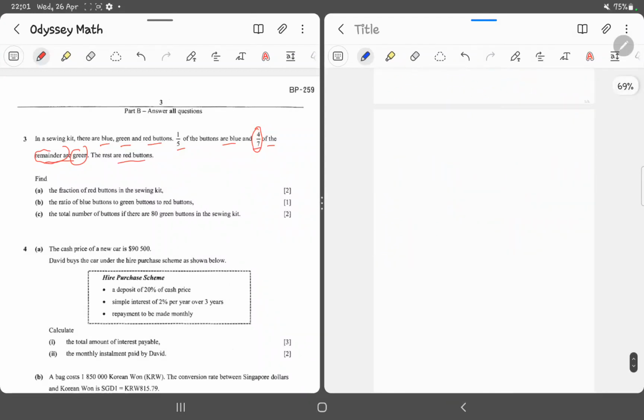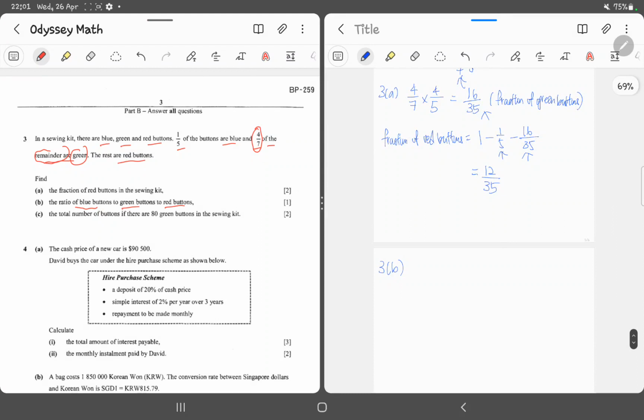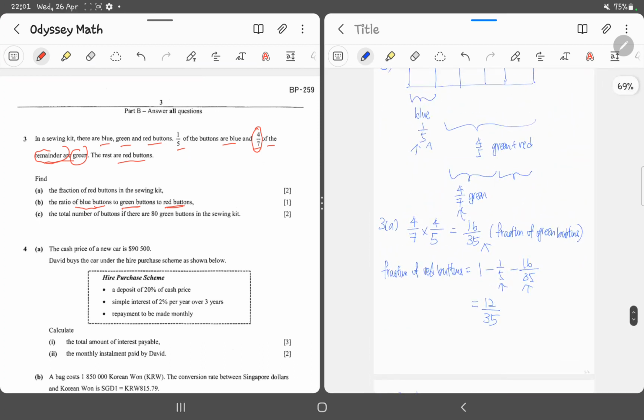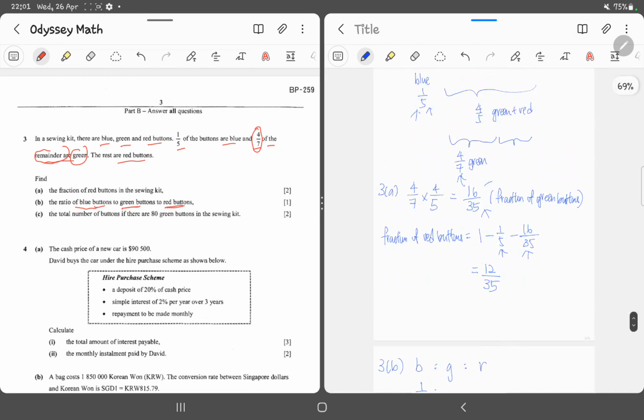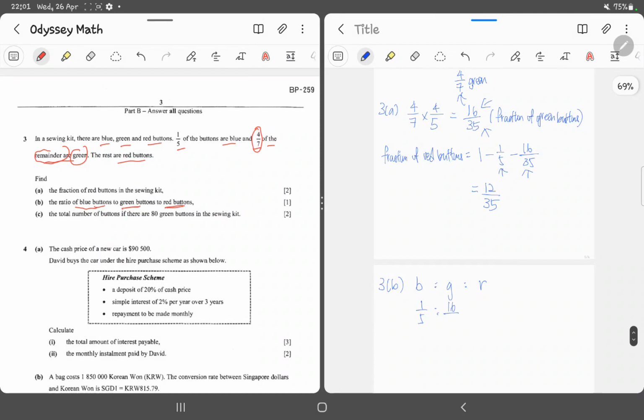Okay, so now let's do 3 part B. Find the ratio of the blue buttons to green buttons to the red buttons. So this is the fraction of the red buttons. Okay, so let's write it out. Blue button is to green button is to red button. So the fraction of the blue buttons is actually 1/5. The fraction of the green buttons is actually 16 out of 35. And the fraction of the red buttons is 12 out of 35.